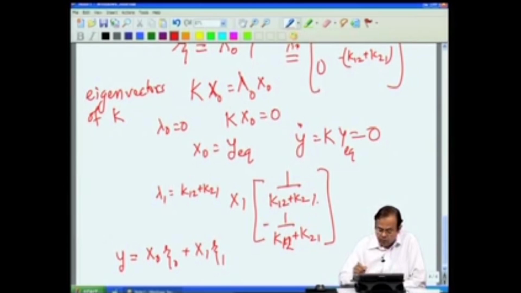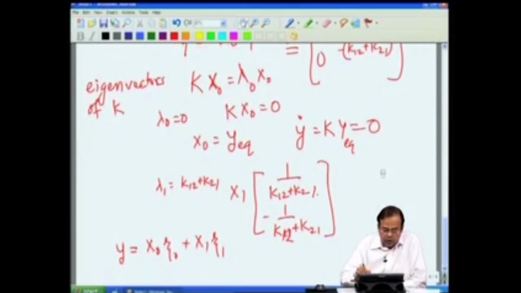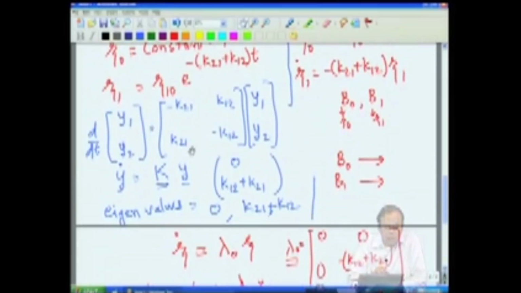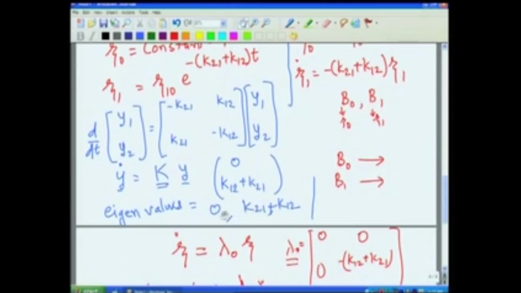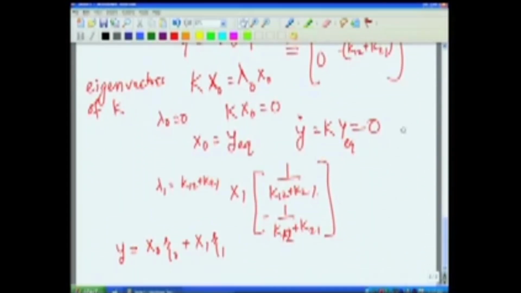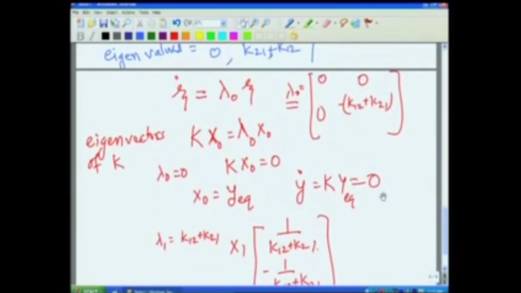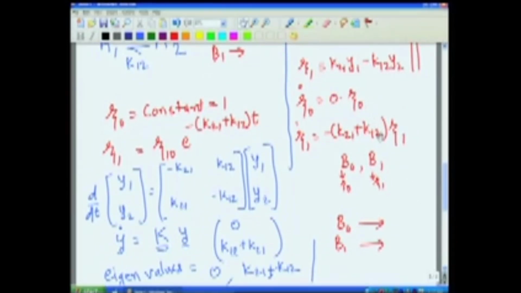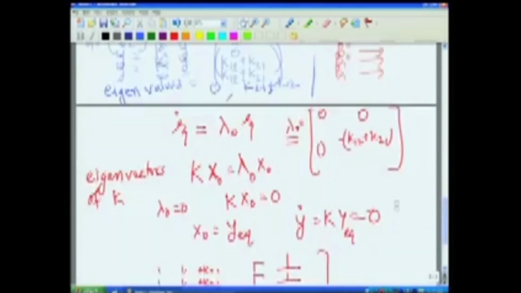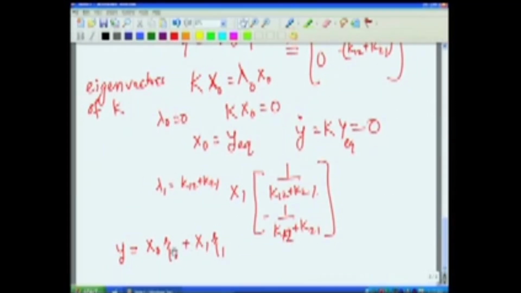So, what has happened? If we look at my dynamics, this is my original dynamics. The eigenvalues of this stoichiometric matrix are 0 and k 2 1 plus k 1 2, and zeta 1 dot is given as we saw here: zeta naught dot is 0 into zeta 0, and zeta 1 dot is minus k 2 1 plus k 1 2 zeta 1. So, knowing zeta naught value as a function of time, and zeta naught we know. What is zeta naught?